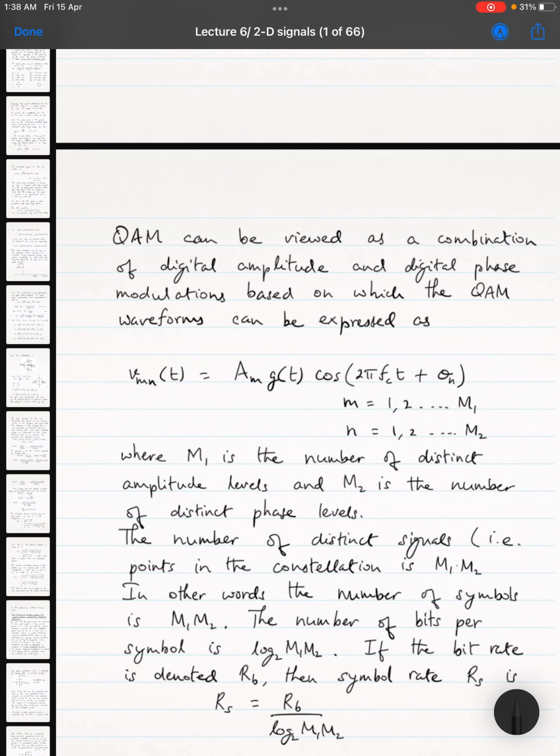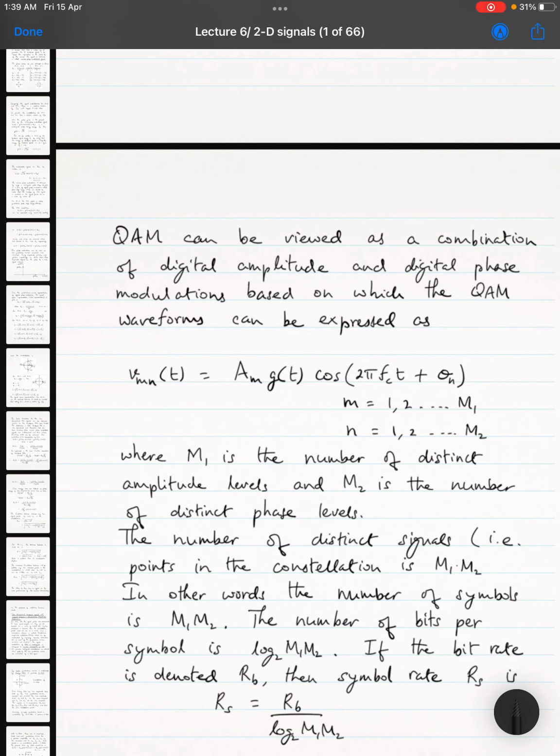So the total number of constellation points that we can have in this case is going to be the product of M1 and M2. So the number of distinct signals that we can create in the constellation is M1 into M2. Okay, now in terms of the number of symbols itself, each signal point is representing a specific symbol. So that means the number of symbols that we are transmitting is equal to M1 into M2.